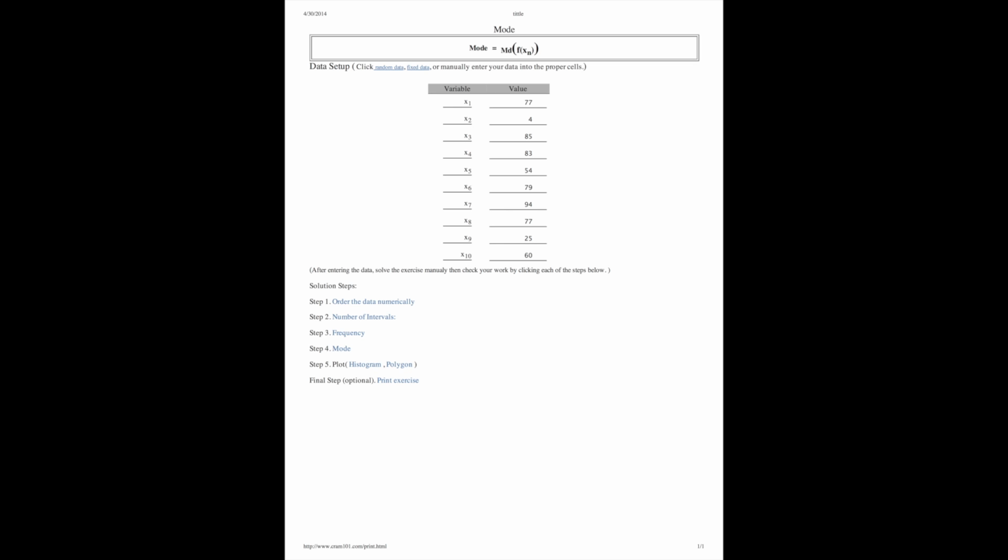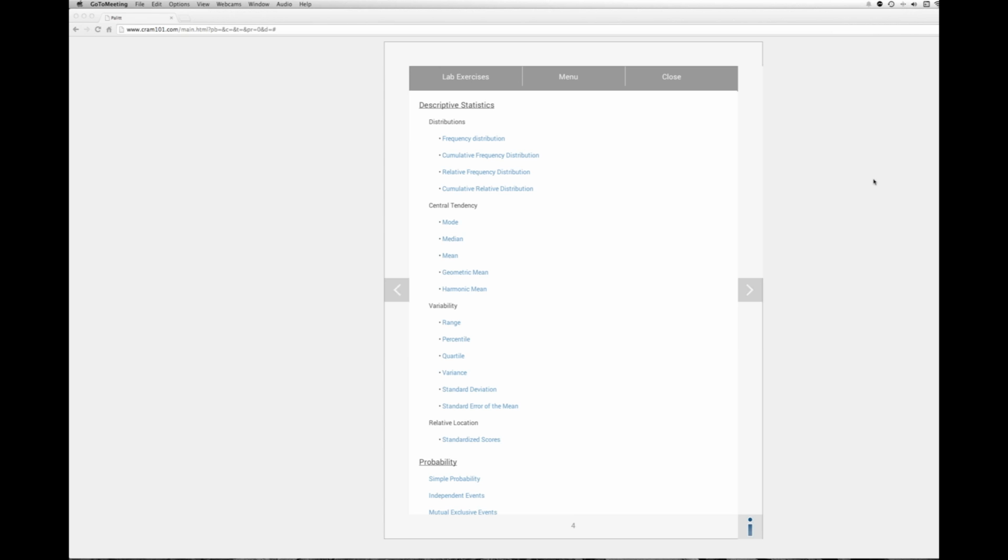Now I use a tool for statistics problems that I found online called cram101.com. It's a lot easier than spreadsheets. So let's go to Cram 101, and here's the menu. So we're under descriptive statistics. We'll go down to central tendency, and the first one there is the mode. So we'll click on that.